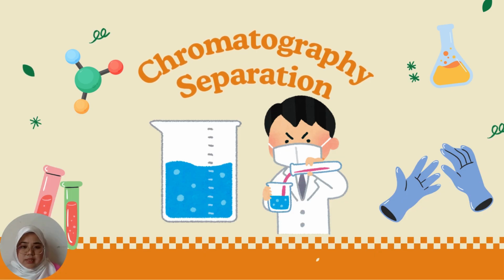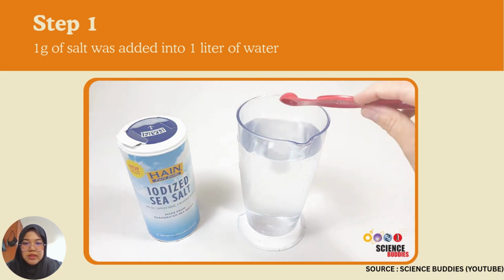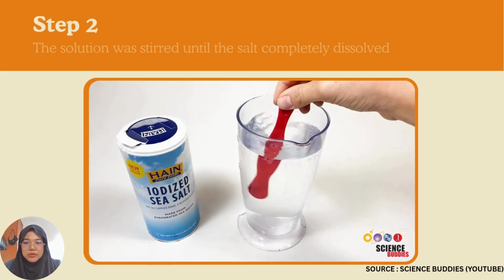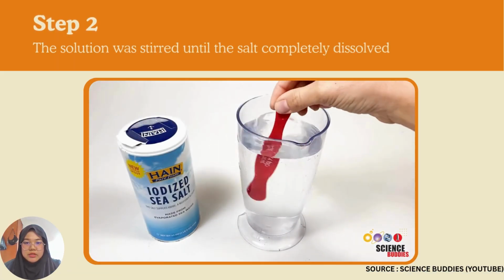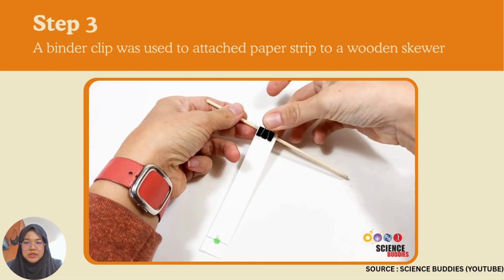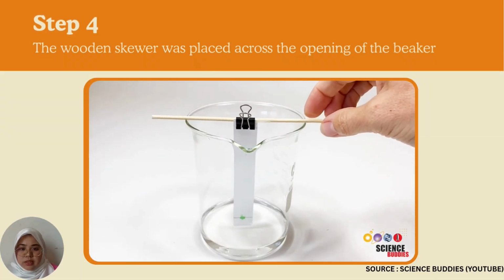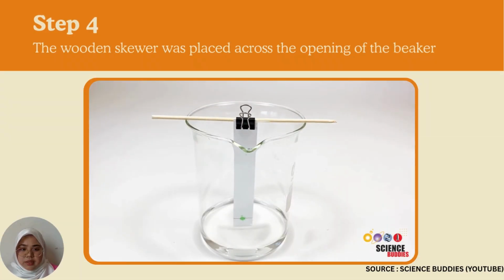The third part is chromatography separation. Step 1. 1 gram of salt was added into 1 liter of water. Step 2. The solution was stirred until the salt completely dissolved. Step 3. A binder clip was used to attach the paper strip to a wooden skewer. Step 4. The wooden skewer was placed across the opening of the beaker.